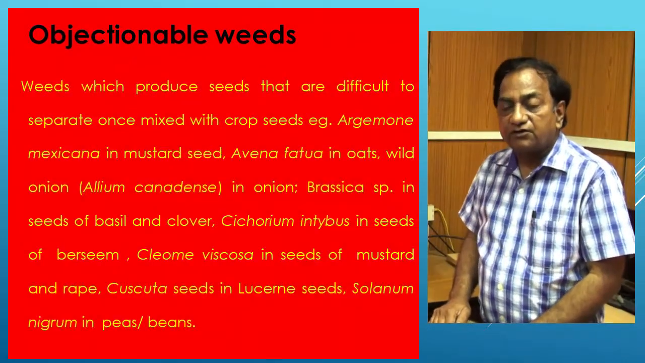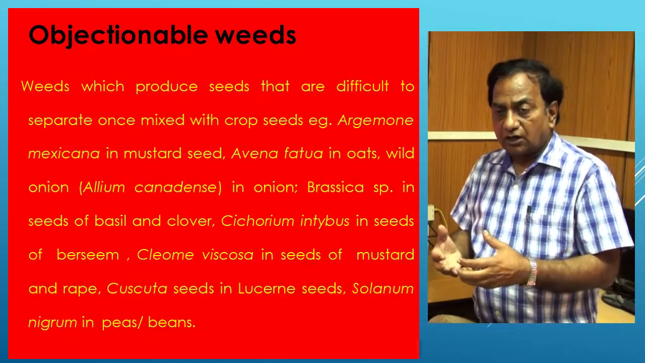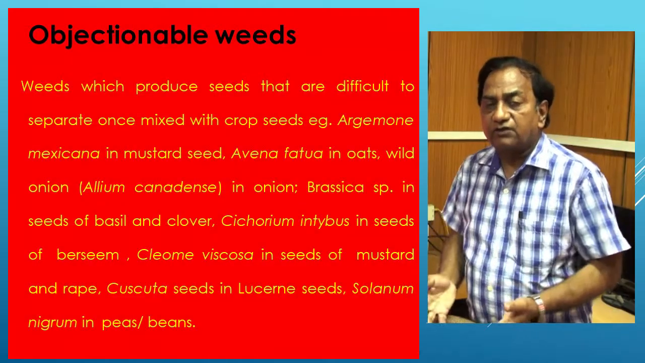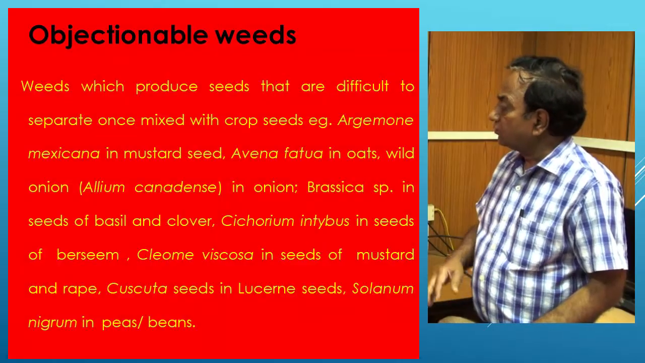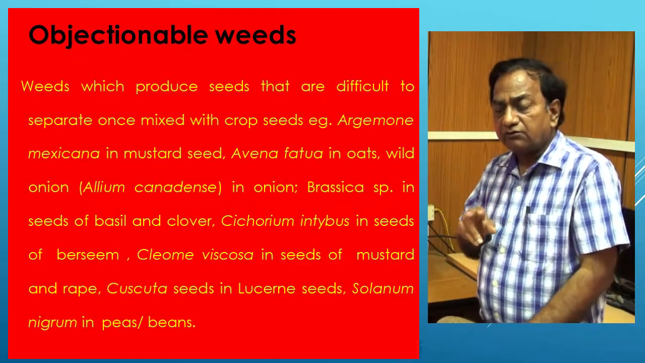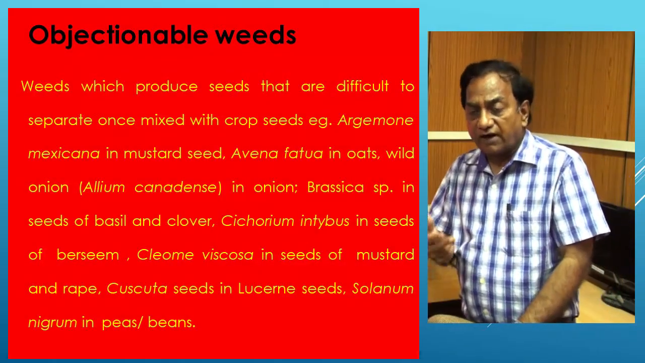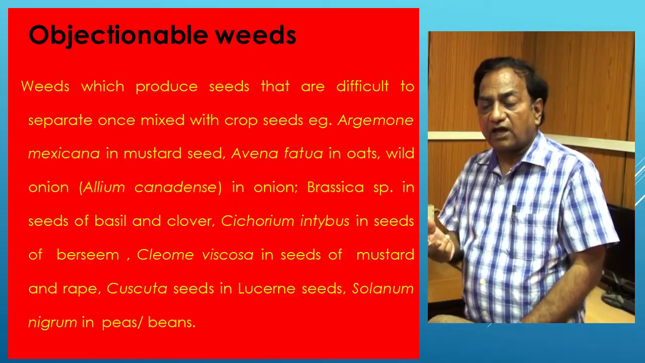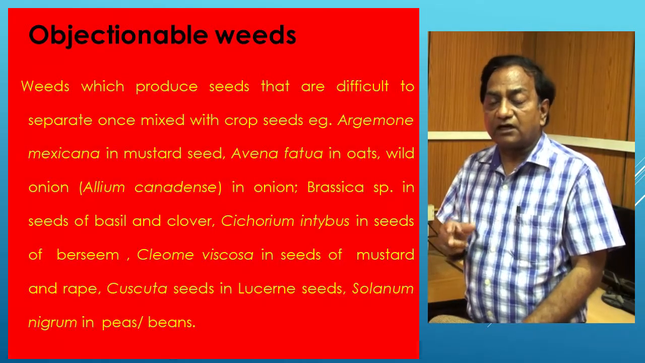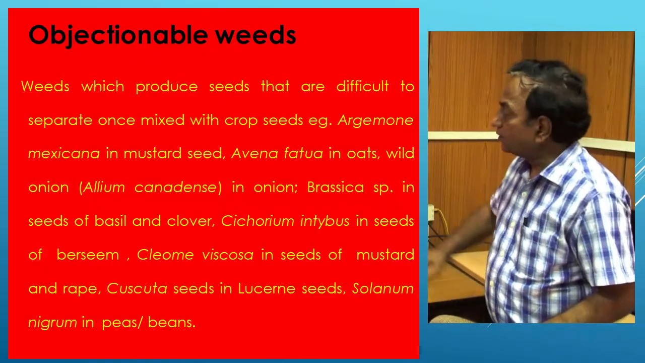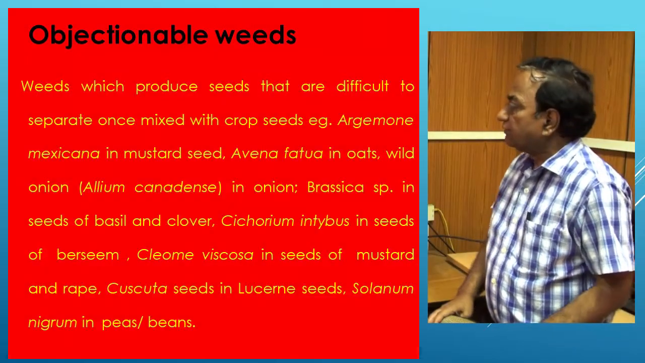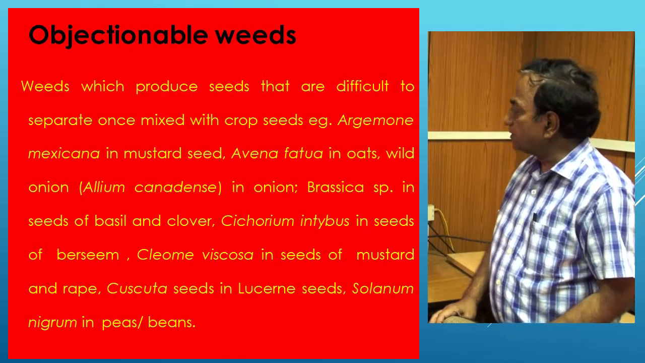Objectionable weeds are the weeds which get mixed with the crop seed, and they are very difficult to separate. A seed certification inspector will find that certain weed seeds are mixed with the crop seed. It means that it is objectionable, so they will not certify the crop seed. So these are weeds which produce seeds that are difficult to separate once mixed with the crop seed.